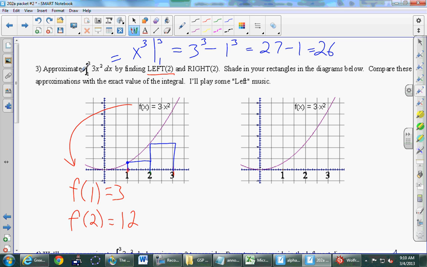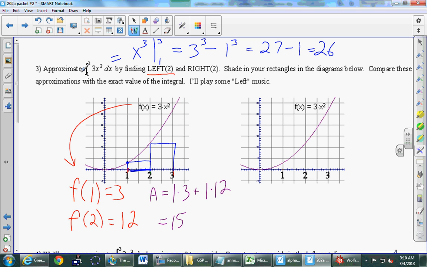So then we can find the areas of the rectangles. The area is the base times the height. First base is 1, first height is 3. Second base is 1, second height is 12. So 15 is the sum of the areas of the two rectangles. Questions on that? Base times height plus base times height. You can add f of 1 and f of 2 in this case, but it's only because the bases happen to be perfectly 1.